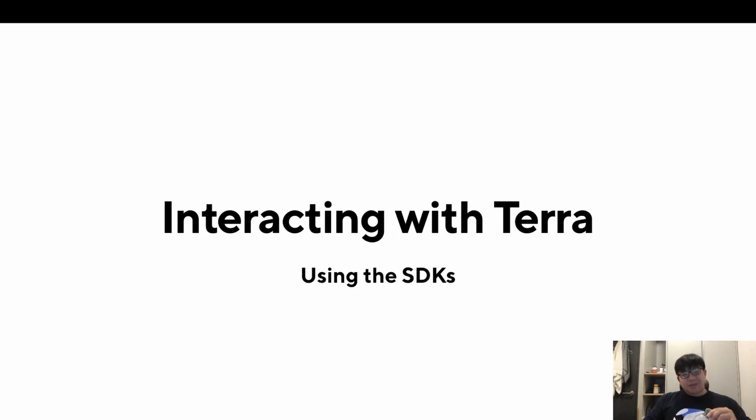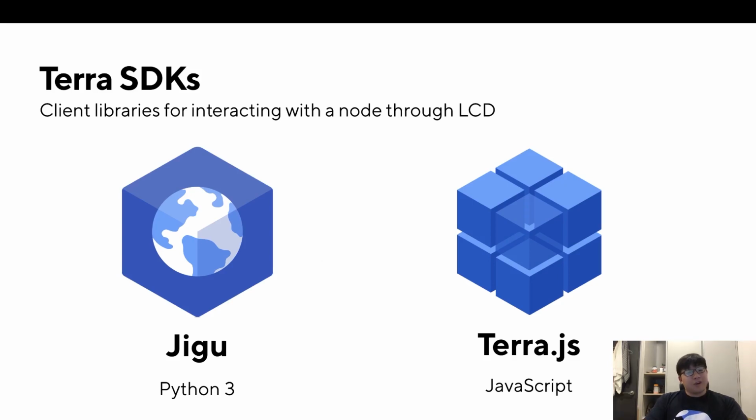Right now, I'm going to spend the rest of the presentation talking about how you can use Terra with the SDKs and how you can start programming things with Terra and eventually use smart contracts. There are currently 2 Terra SDKs released. One is called Jigu, for Python 3. And the other one is called Terra.js, which is for JavaScript. In this workshop, I'll be using the examples with Jigu, but the concepts will be easily translatable into Terra.js with a bit of looking at the documentation.